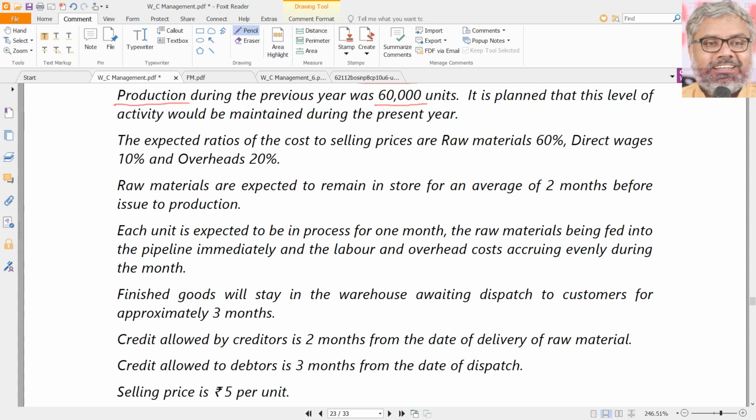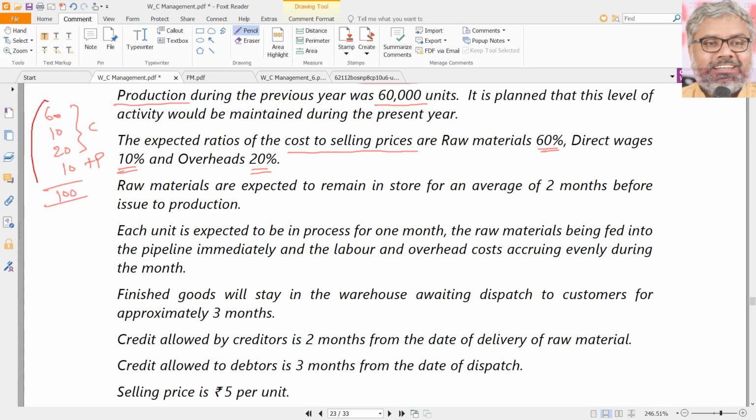Second, expected ratios of the cost to selling prices are like this. Raw materials 60%, direct wages 10% and overheads 20%. That means what we should understand. Imagine if the selling price is 100, raw material cost is 60, direct wages cost is 10, overheads cost is 20. That's all. But what about the remaining 10? Naturally profit. These are costs.